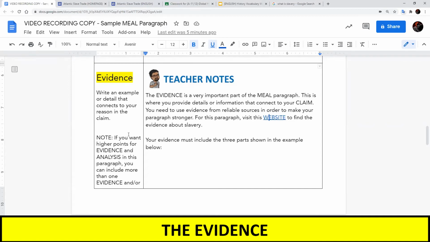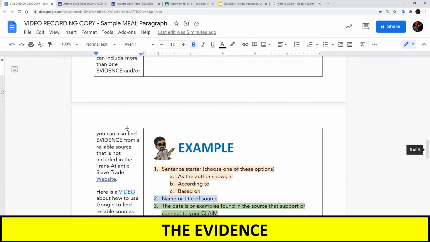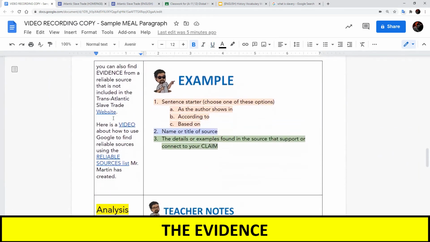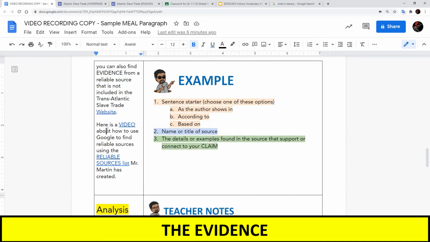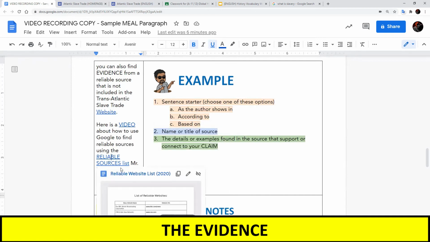In case you're not sure how to find reliable evidence, if you look here on the left column, as we scroll down, you'll find a video that I've posted that explains how to find evidence using reliable sources. And I also have the reliable website list, which has reliable news websites and also reliable history websites for you to use.